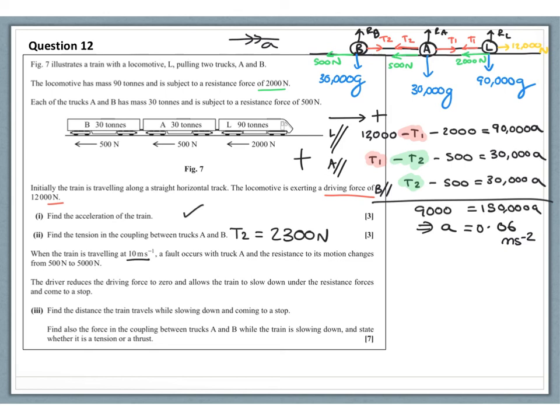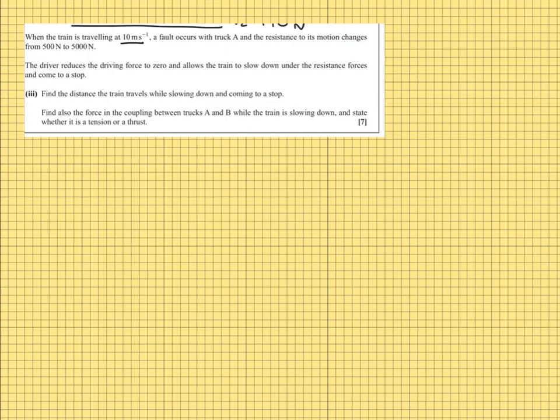So we need a new diagram because the system has changed. So I'm going to draw a new diagram here because things have changed. Here are my three objects, the locomotive, A and B. The driving force is now 0, so that has disappeared. Truck A now has a resistance force of 5,000 newtons. Truck B has, we assume, an unchanged resistance force of 500 newtons. I'm not going to draw on the vertical forces here because I'm less interested in those. I'm looking at the horizontal forces acting.